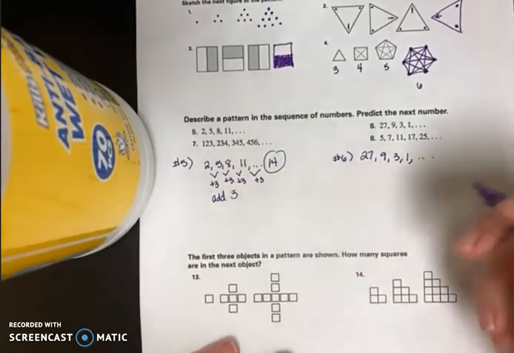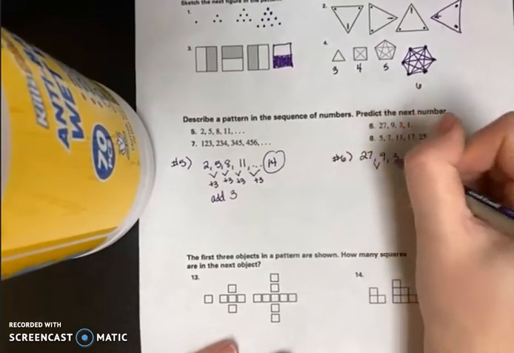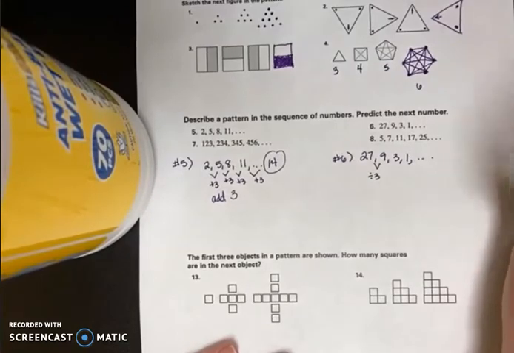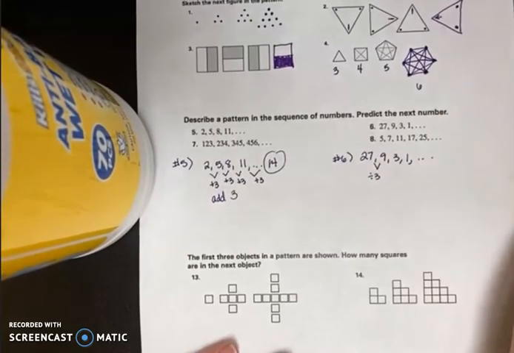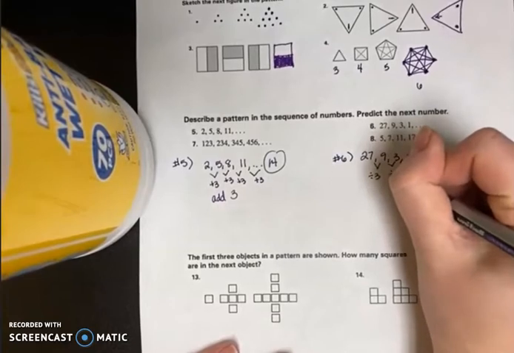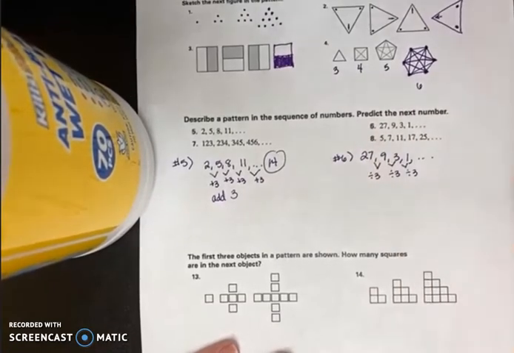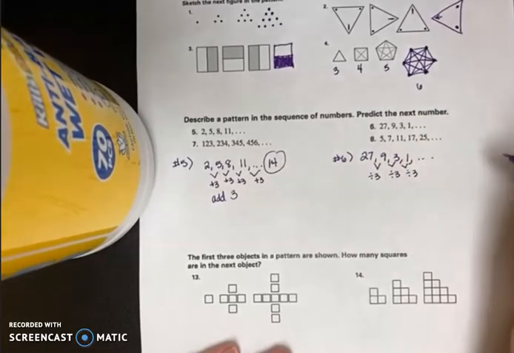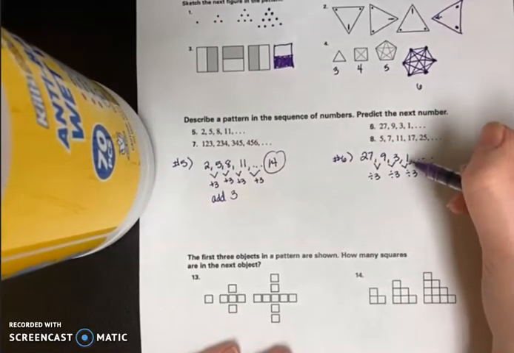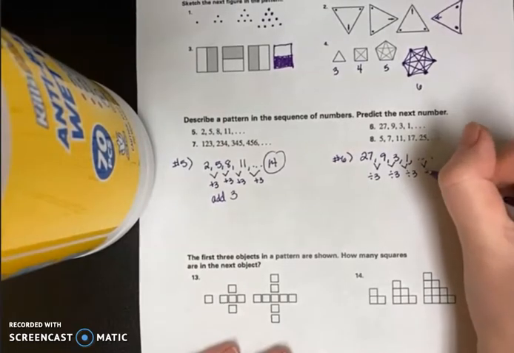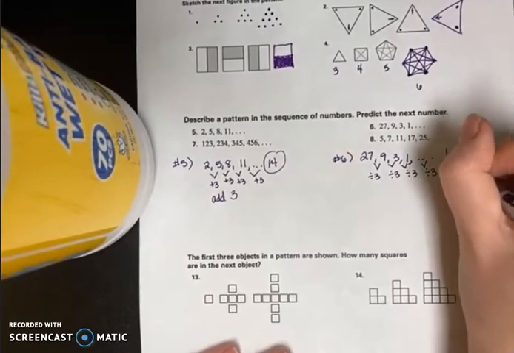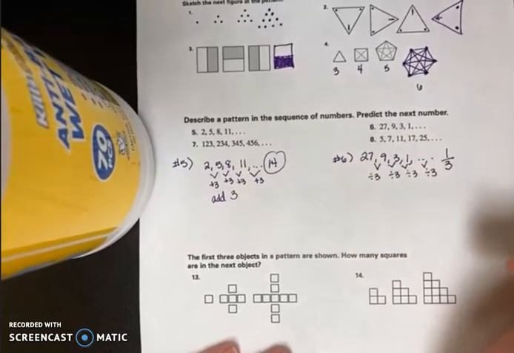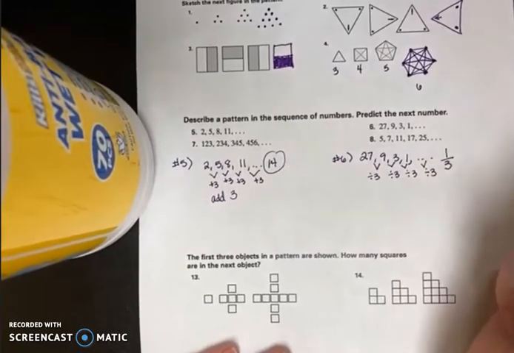The first way is saying, hey, to get from 27 to 9, I divide by 3. The other way of saying it is that you multiply by 1/3. I think just saying division by 3 is easiest, so that's what I'm going to do. Now, to predict the next number, I need to divide the number 1 by 3. Well, 1 divided by 3 is 1/3. If you wanted to put the decimal, you could put 0.3 repeating.